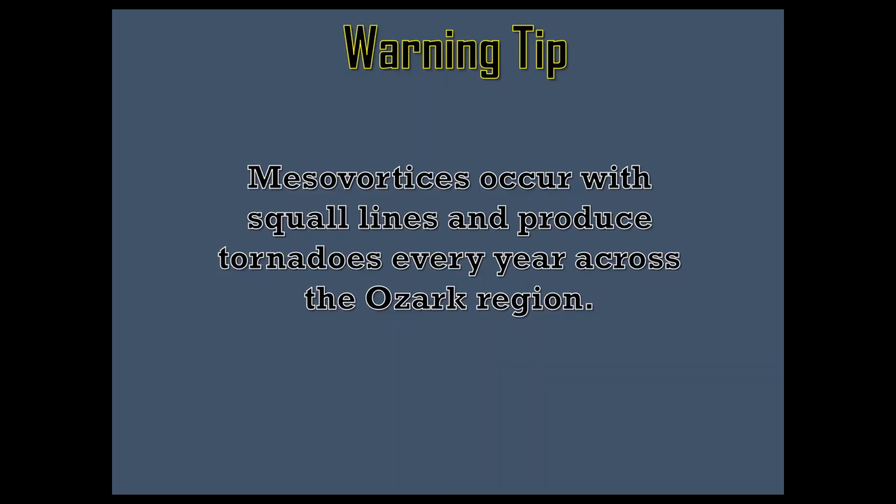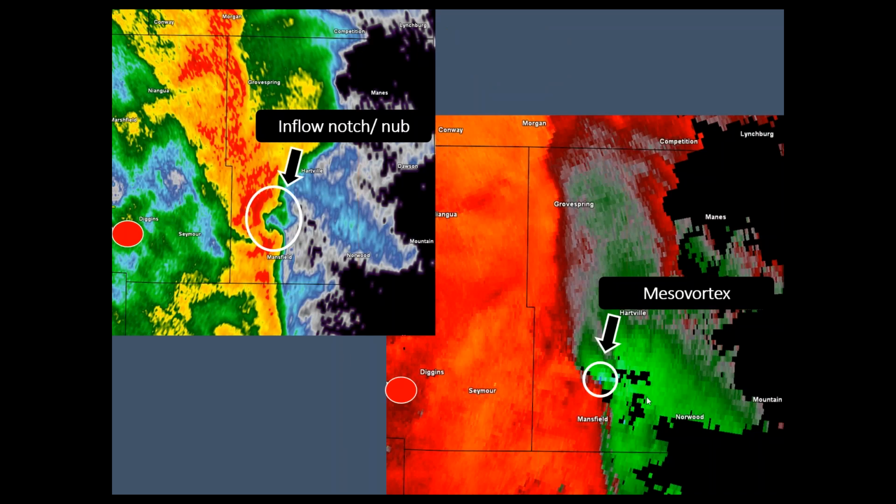Mesovortex or mesovortices, they occur with squall lines. They produce tornadoes, it seems like virtually every year across the area. We get a lot of squall lines with these mesovorts that occur all the time.